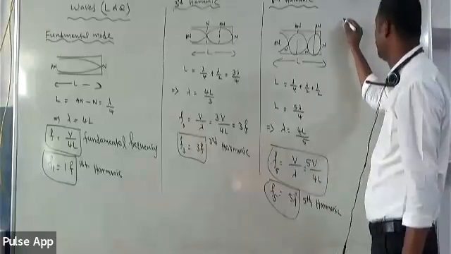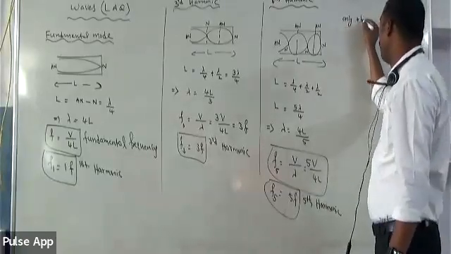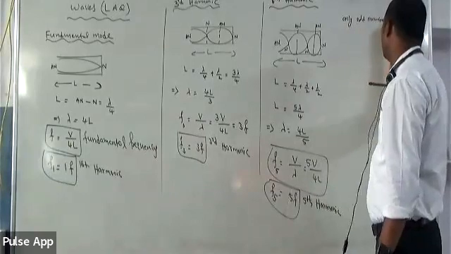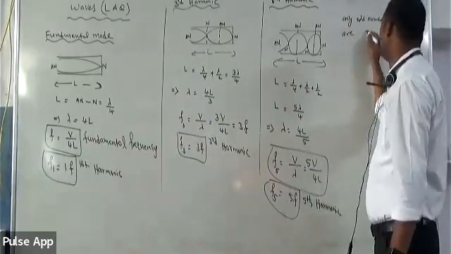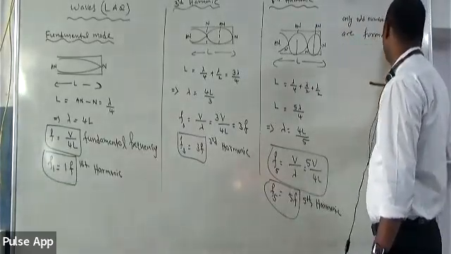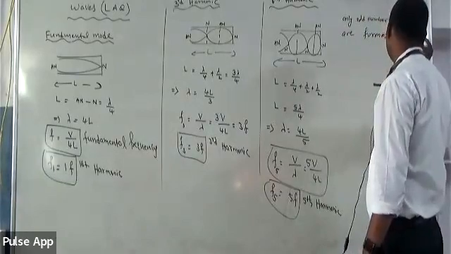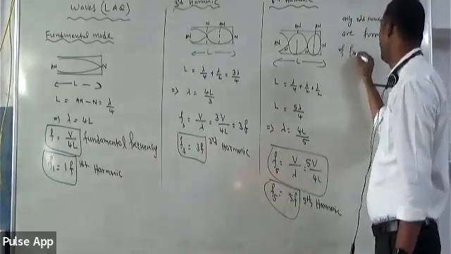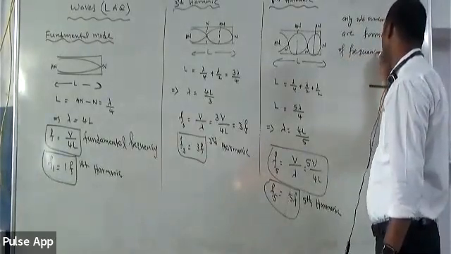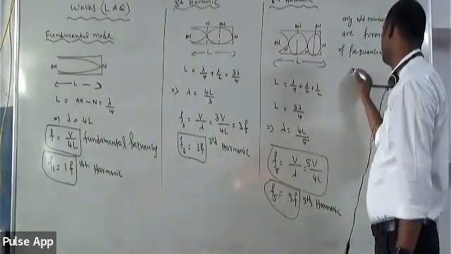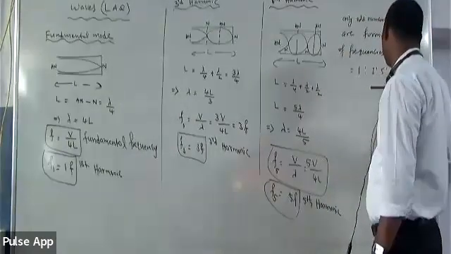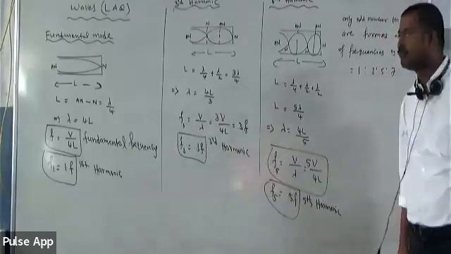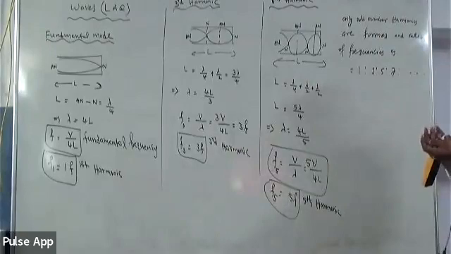That means in a closed pipe, only odd harmonics are formed, and the ratio of frequencies is 1:3:5:7 and so on. Only an odd number ratio. Is it clear?